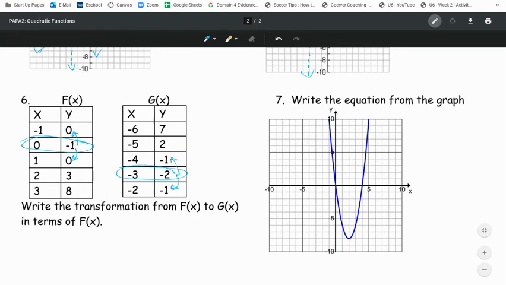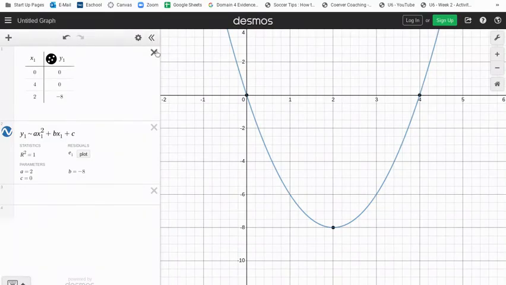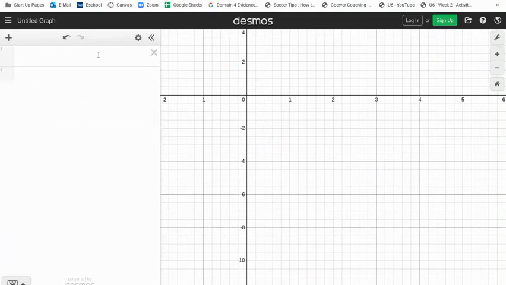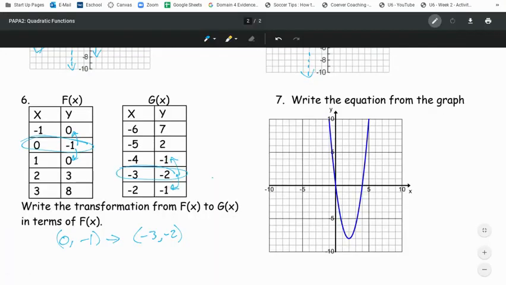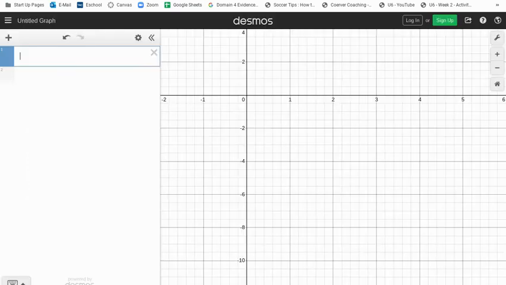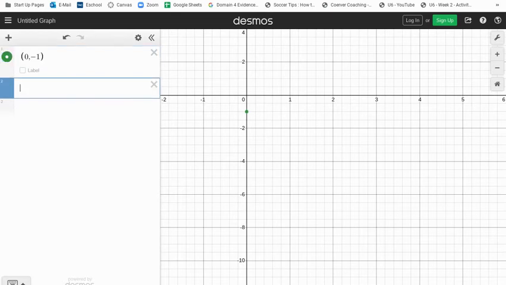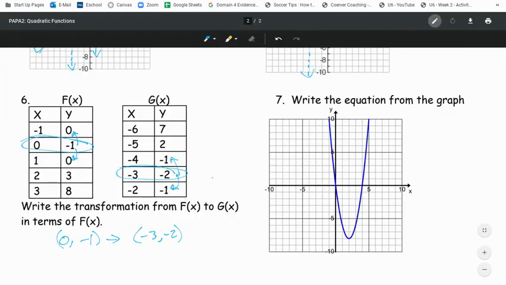Okay, so what I need to know is I went from 0, -1 to -3, -2. Okay, so if you can't do this in your head, again, Desmos is our best friend here. So I can literally put in these points. So 0, -1. So I just write it as an ordered pair. And the other one was -3, -2.